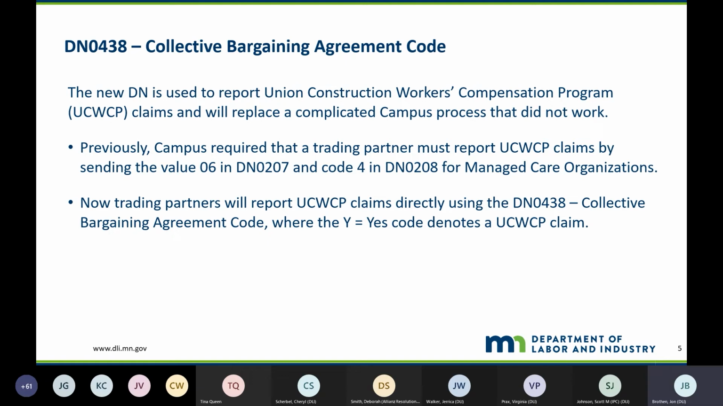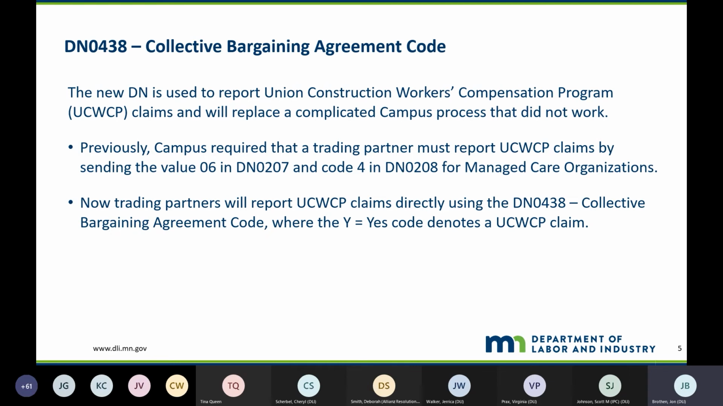So what that does is it's replacing a workaround that never really worked prior to this, where we were going to try and leverage the organizational or the managed care codes. And so instead, it'll just be a very clean, simple process where the claims administrator, trading party, you can send DN 438, mark it yes if the claim happens to be a UCWCP claim. And then in our system, we'll be able to flag it appropriately that that's a UCWCP claim. There's also values of no or unknown, which are also valid.